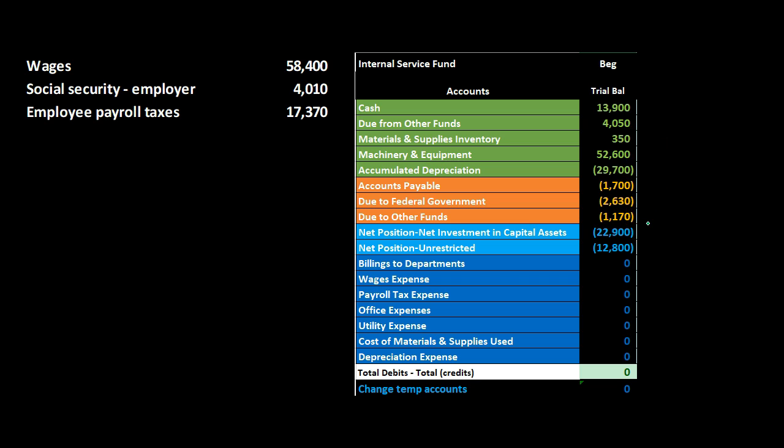We have what would be the equity section in a for-profit organization. The net position section here being in light blue, and then the dark blue being what would be the income statement in a for-profit organization. Those temporary accounts that would close out to the equity section in a for-profit organization, closing out to net position here. Now, the payroll transaction, we're going to record as a group type payroll transaction.